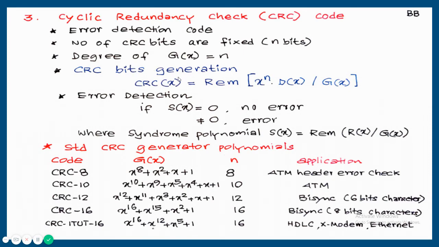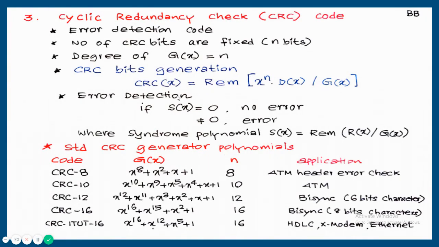CRC bit generation is like cyclic code generation: remainder of x raised to n into d of x upon g of x. X raised to n, there it was written n minus k, because n minus k was the parity bits there, and here n is the number of parity bits. Same procedure. There is no difference between cyclic code generation and CRC code generation. The only thing is, we are not writing it as n comma k, because number of message bits are not fixed. Only number of parity bits are fixed here.